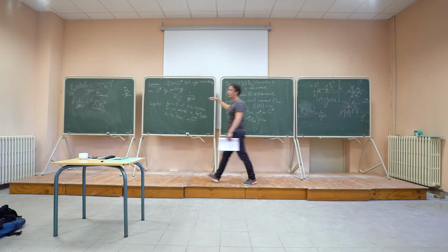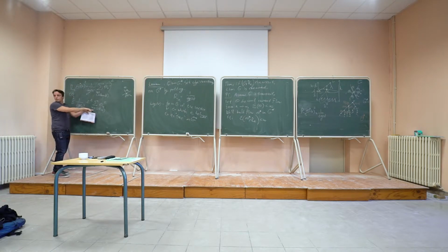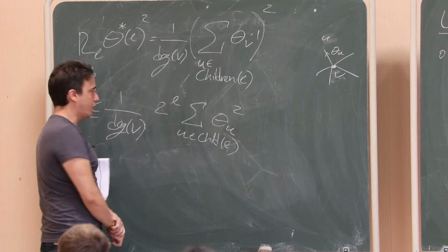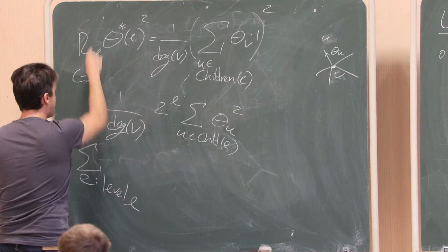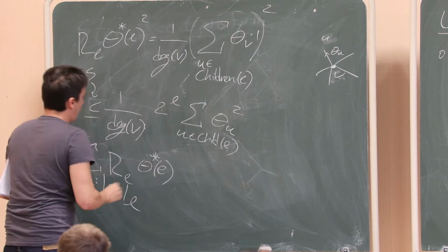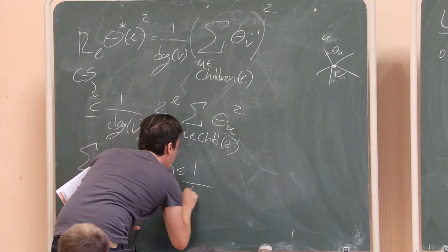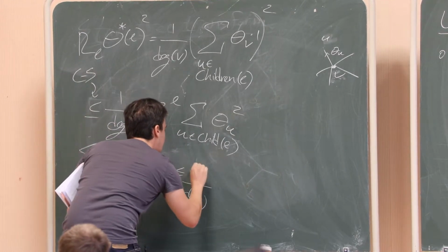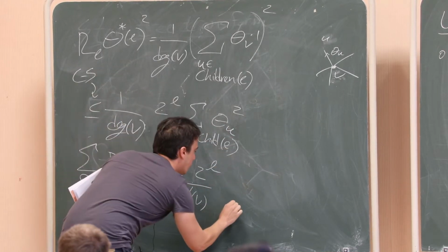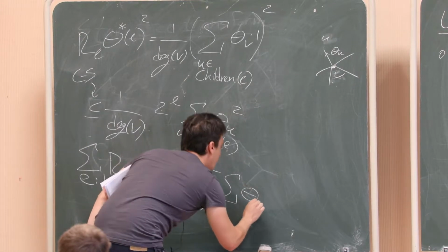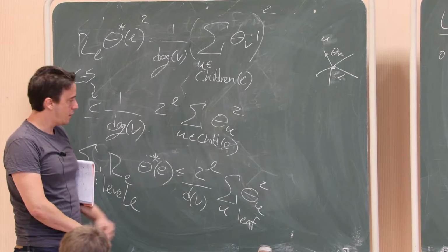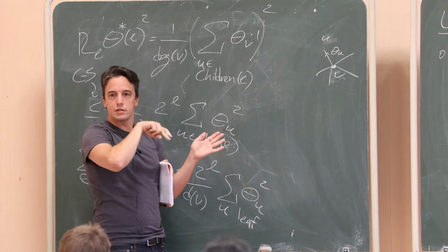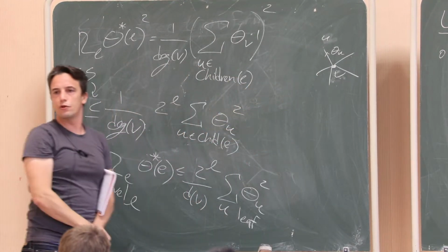When I apply this estimate for each of the E's at level L, what I'm summing here is exactly a disjoint set of children. Each edge at level L, its children are disjoint, and their union is all the leaves of the tree. So if I sum this estimate over all E at level L, what I get for the resistance times theta star E term is smaller than 1 over the degree of V, let's call it just d of V, times 2 to the L, which stays. And then I'm summing over all of the theta U squared for any U that is a leaf. This expression is exactly the sum of squares of all the edges of the flow theta coming from the original vertex in the original graph.